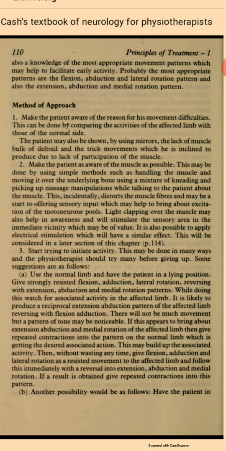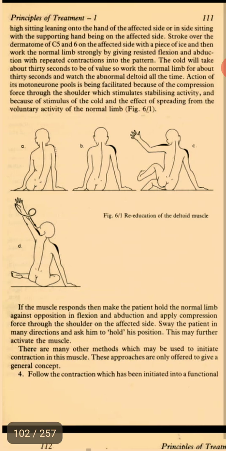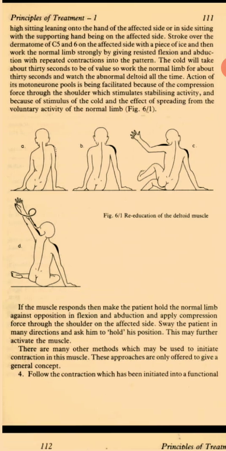Another possibility would be as follows: have the patient in high sitting, leaning onto the hand of the affected side, or in side sitting with the supporting hand being on the affected side. Stroke over the dermatome of C5 and C6 on the affected side with a piece of ice, and then work the normal limb strongly by giving assisted flexion and abduction with repeated contractions into the pattern. The cold will take about 30 seconds to be of value, so work the normal limb for about 30 seconds and watch the abnormal deltoid all the time.